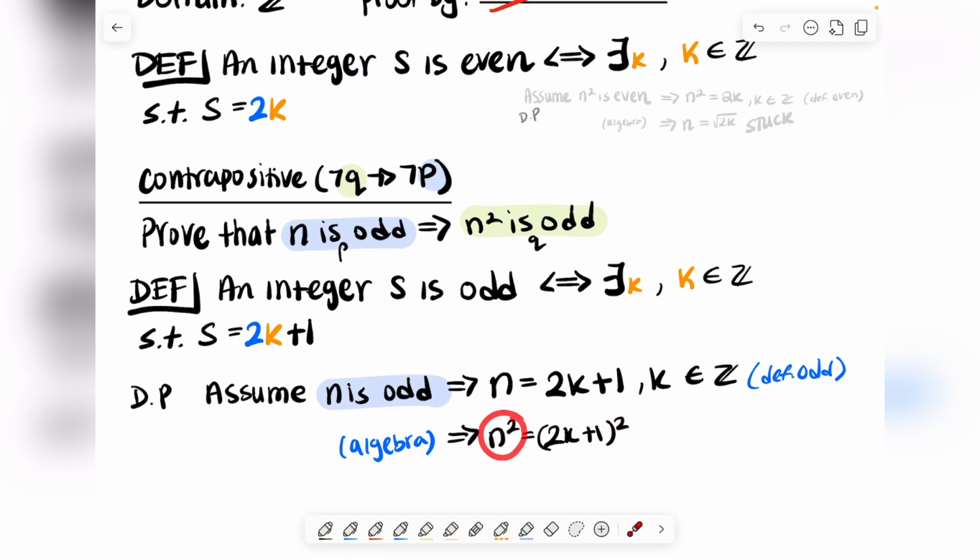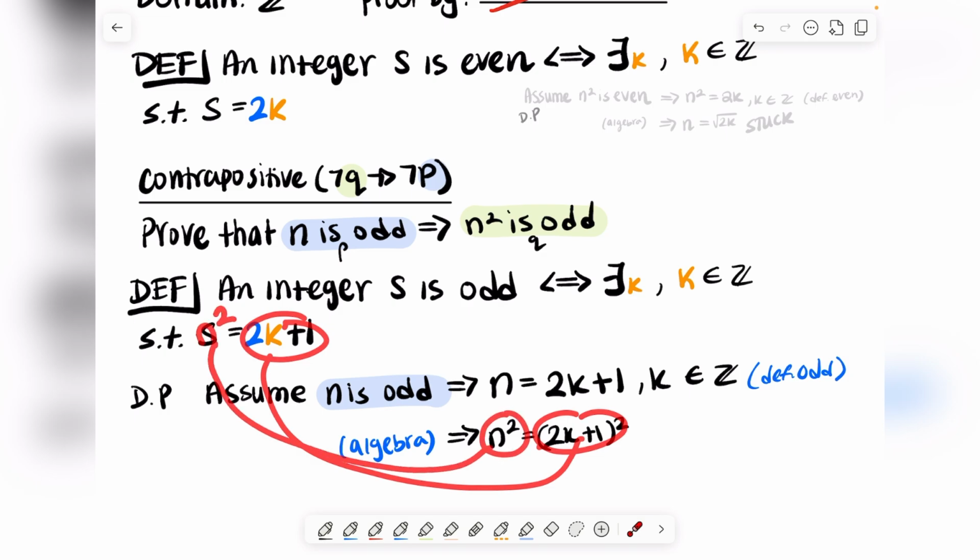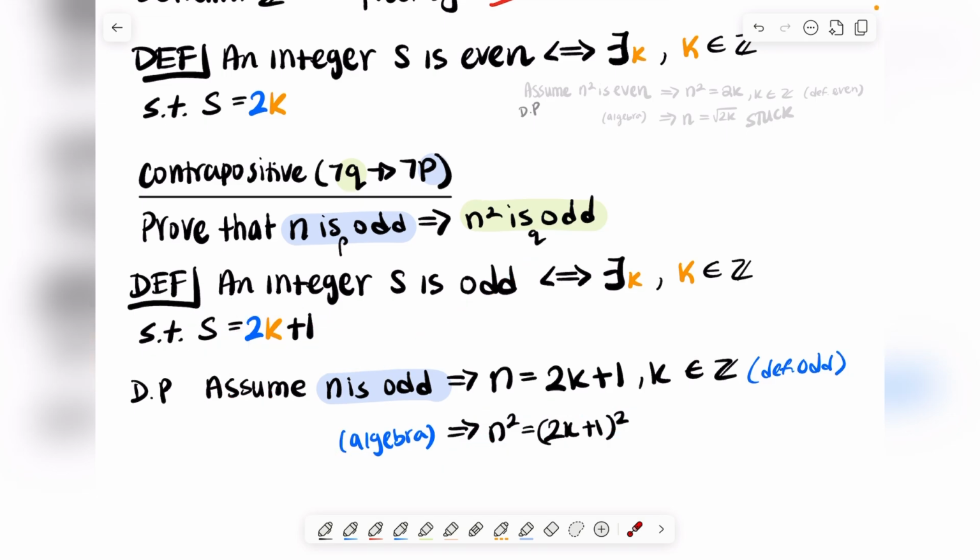So now I'm finally saying something about N squared. But what I want to say about N squared is that it is odd, and right now what I'm saying is that I have something squared. Is that the definition of an odd integer? No, the definition of an odd integer is 2 times an integer plus 1. So I have to get this to look like this so that I can say that N squared actually is an odd integer. So all I can do right now is square this entire thing.